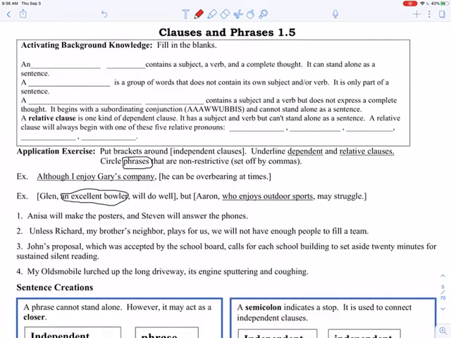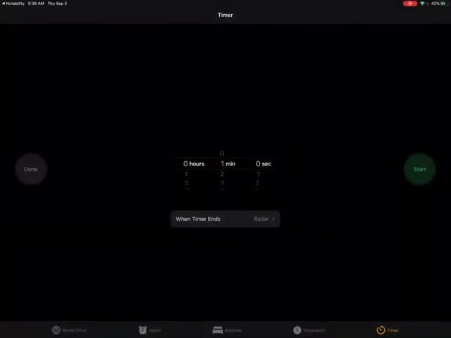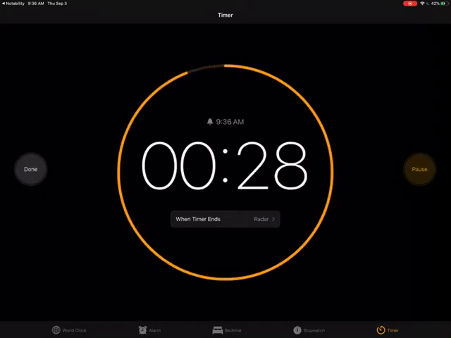Hi students, this is Clauses and Phrases 1.5, Level D. Go ahead and fill in the information in the blanks at the top of the screen, and take about 30 seconds to do that.